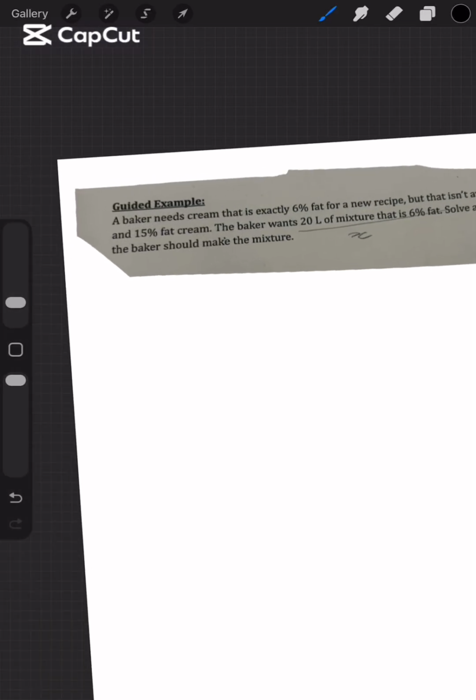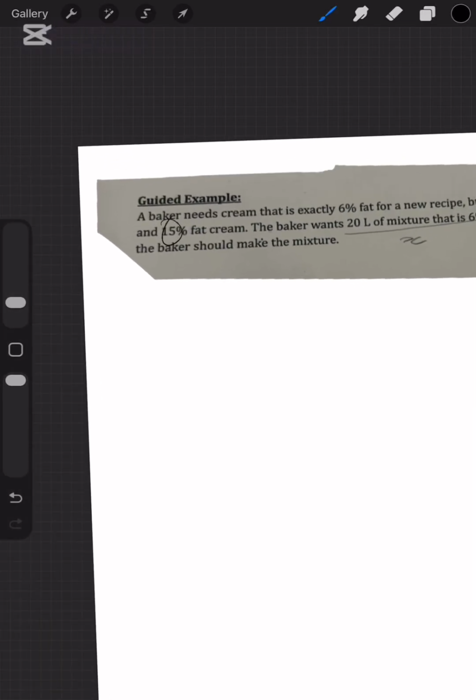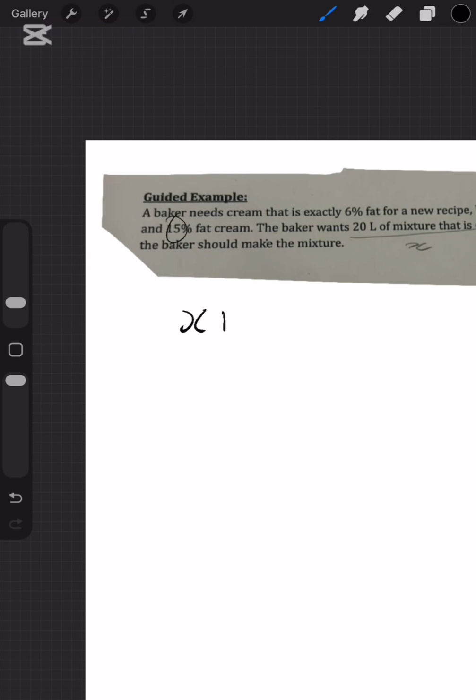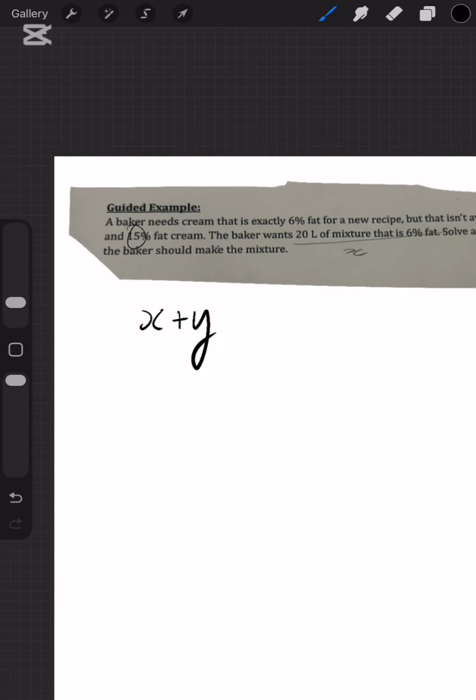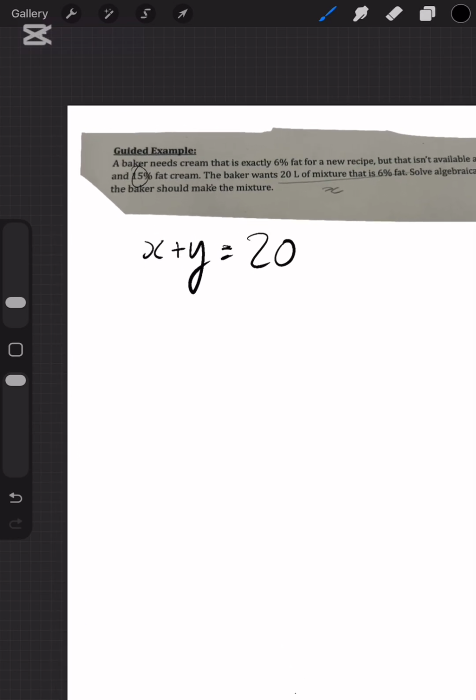Okay, so here we have a very common algebra question, which requires percentages as well. So we know that x plus y, so the cream plus the milk, is equal to 20 liters of mixture. In that, we can find the fat content of the 20 liters of mixture.